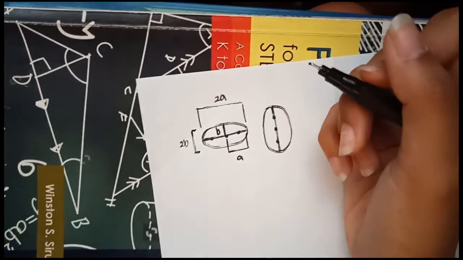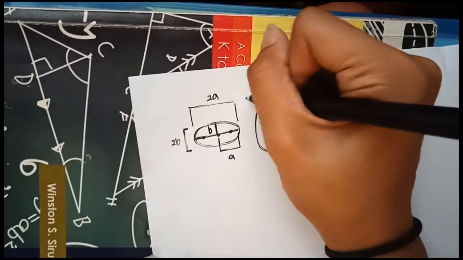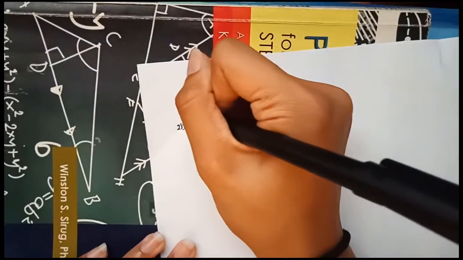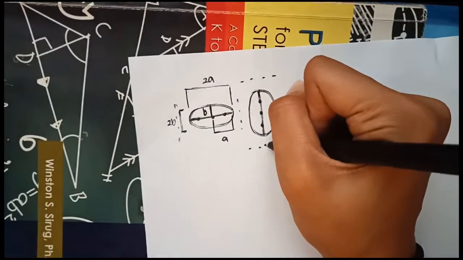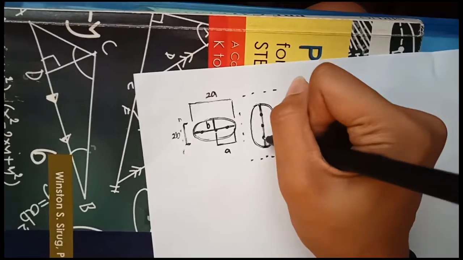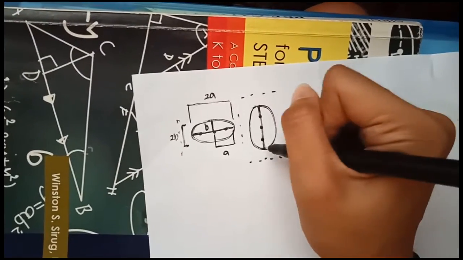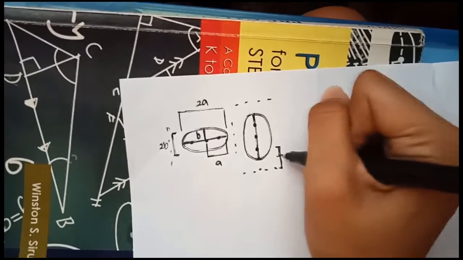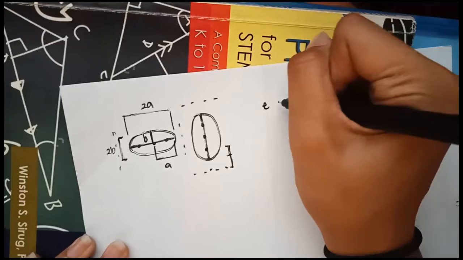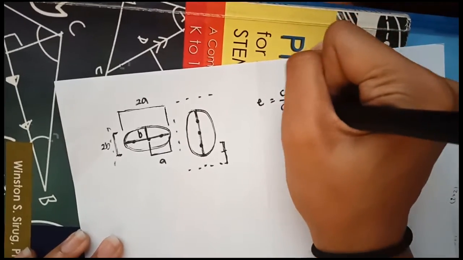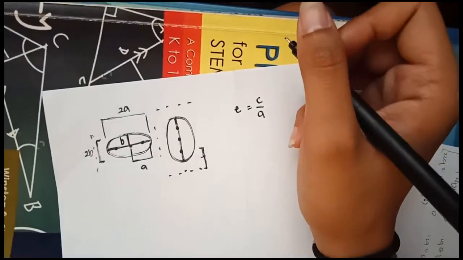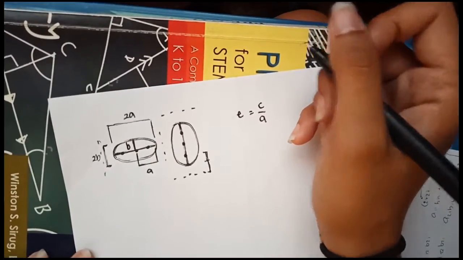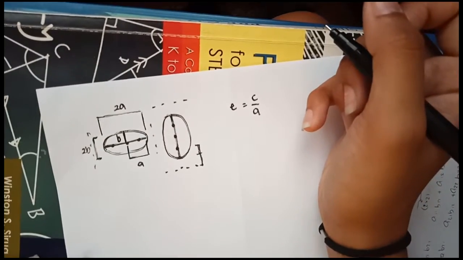We also have the directrix located outside the ellipse, which is an imaginary line. The distance from the directrix to the endpoint and the distance from the focus to the endpoint is equal. We also have the eccentricity, which is the ratio of c with respect to a. The eccentricity of a conic section is a non-negative real number that uniquely characterizes its shape.